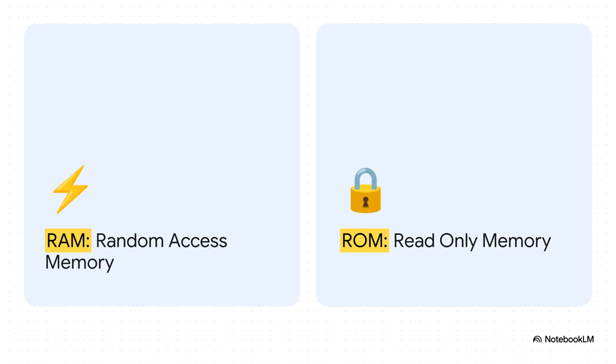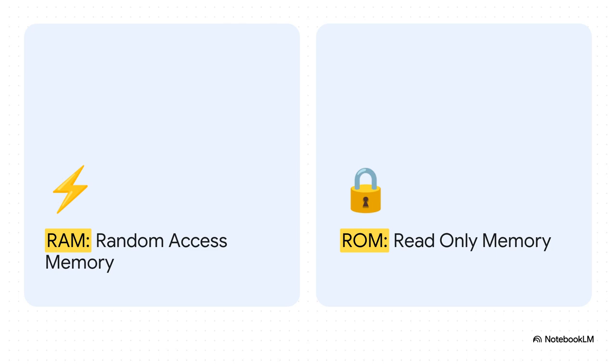Next, we move over to memory, specifically RAM versus ROM. And understanding the literal words here perfectly explains how a computer actually thinks. RAM is random access memory. Now, random access implies it's highly active, flexible, and temporary. It's the short-term working memory your computer is using right now for the applications you currently have open. It's constantly writing and rewriting data.